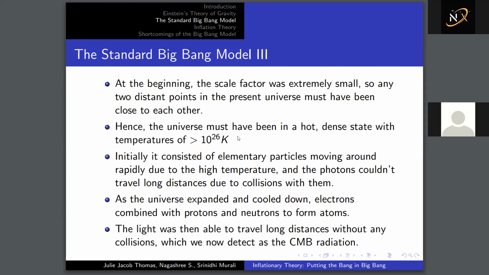Now, initially, in that plasma state, we had only elementary particles like electrons and quarks, which were moving around due to the high temperature, and the photons that existed during that time weren't able to travel long distances because of the collisions with these elementary particles. Now, as the universe expanded and cooled, the temperatures dropped, and at a certain point, the temperature was just enough for the formation of neutral atoms. So electrons combine with protons and neutrons to form atoms.